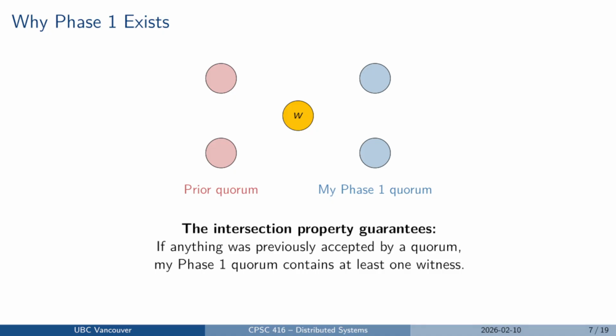So there's this witness, the thing that I keep calling W in the pictures. This witness is the common element between these two quorums. And this is how I know I'm reading the actual decision.